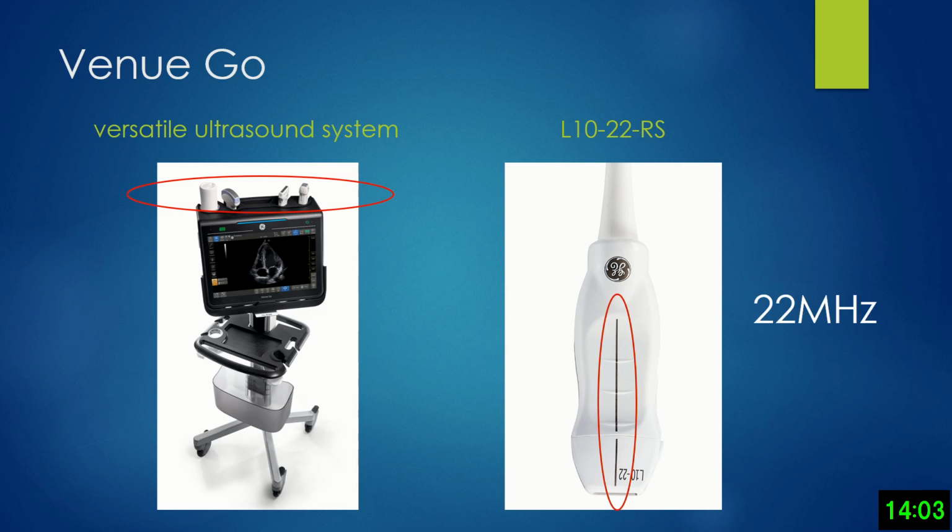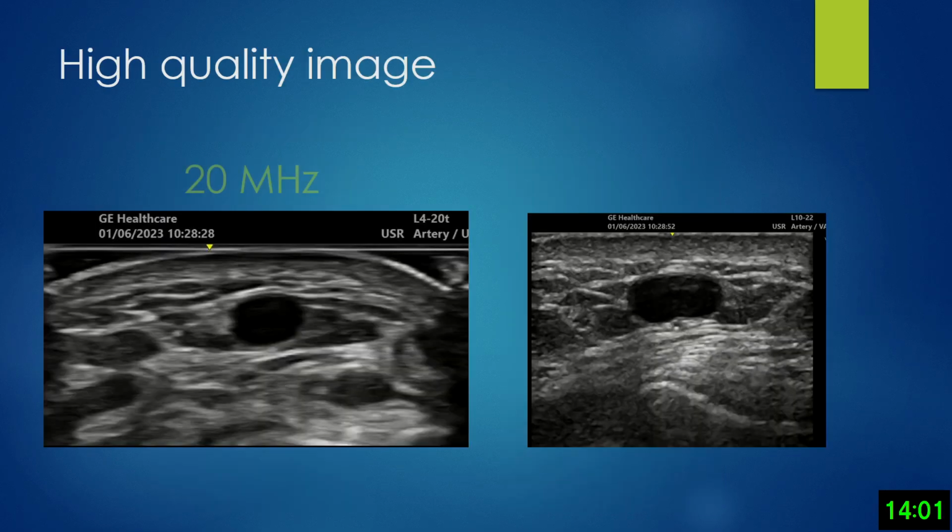I would like to present the difference between 10 megahertz and 22 megahertz images. As you can see, 22 megahertz gives sharper and more detailed images.